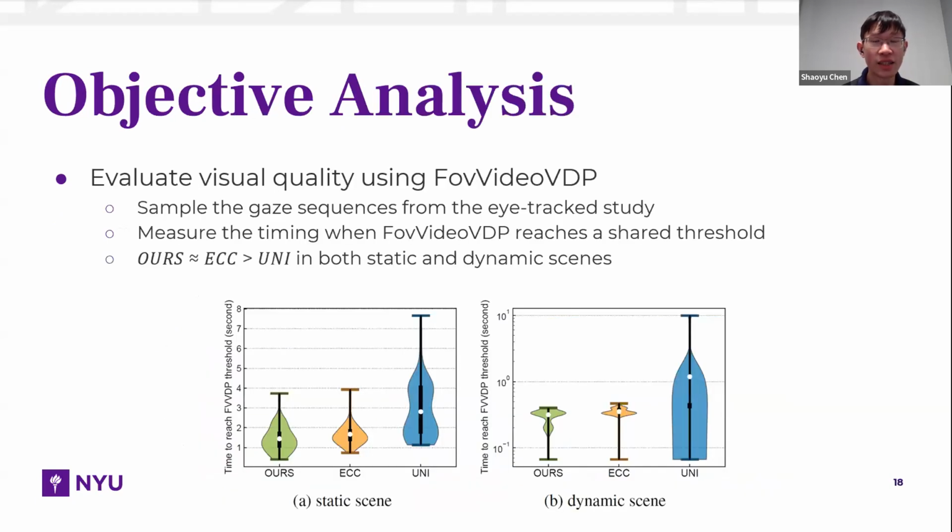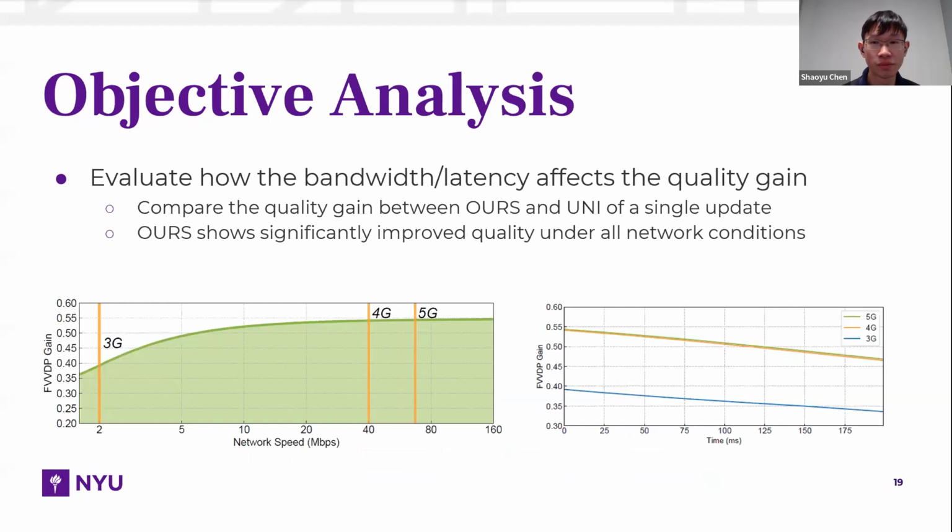In objective analysis, we evaluate the visual quality using FOVVideoVDP. The gaze sequences are sampled from the eye-tracked user study. We measure the timing when FOVVideoVDP reaches a shared threshold. Our and the eccentricity-based method have similar results, while both are significantly better than the uniform method.